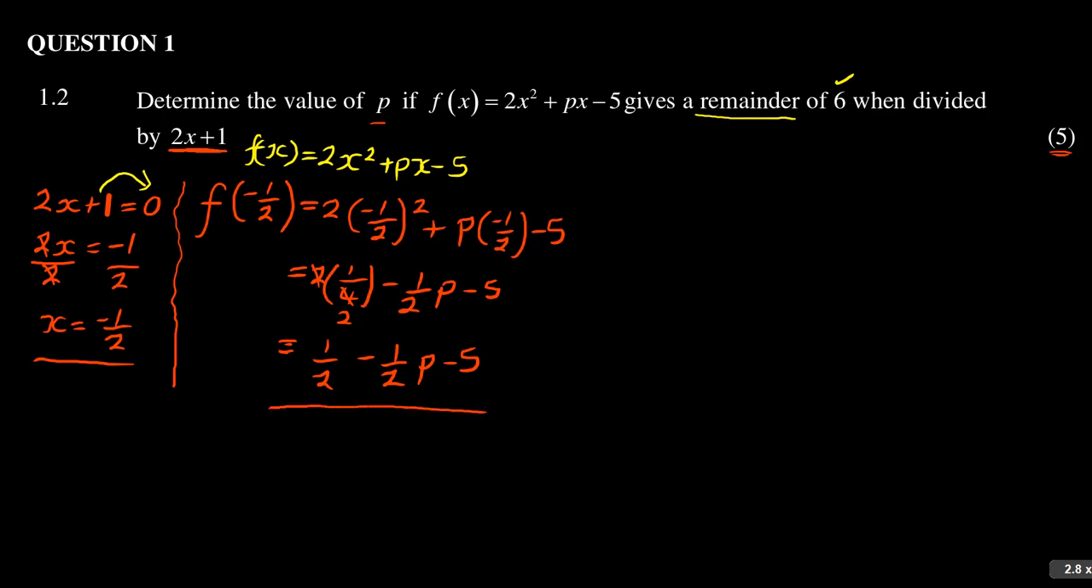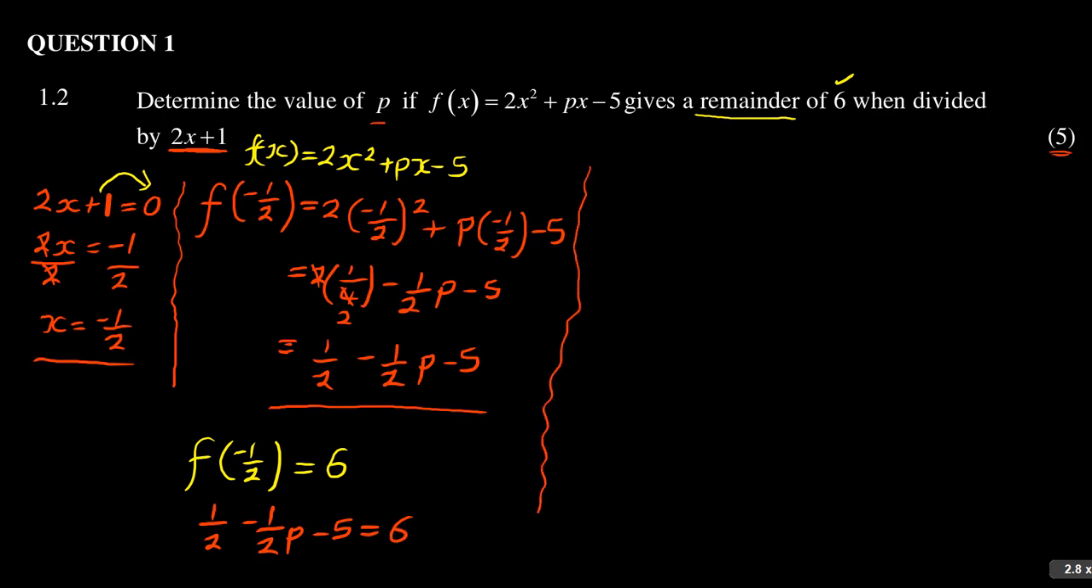But there is something interesting. They say this gives a remainder of 6. So they are trying to say, if you say f of negative half, you are going to get a remainder of 6. So that's what they're trying to say, meaning you can rewrite this as 1 over 2 minus 1 over 2 p minus 5. You then equate it to 6. So that's what basically they're trying to say.